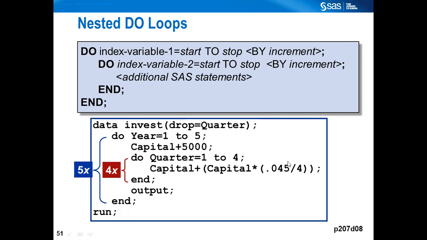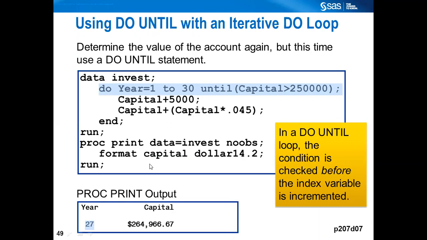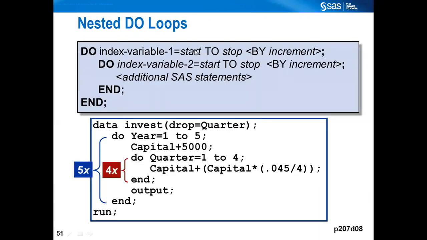Yes, Meena, I was just explaining the syntax. So it's like a business scenario. It's creating one observation per year for 5 years and showing the earnings if you invest 5,000 per year with the same rate of interest of 4.5% annual interest compounded quarterly. So this is the value where you have yearly and quarterly amount compounded for every 5 years. This is the code you are writing, a loop within a loop. This END is for the inner loop, and this END is for the outer do loop.